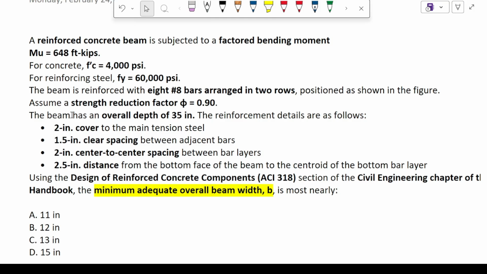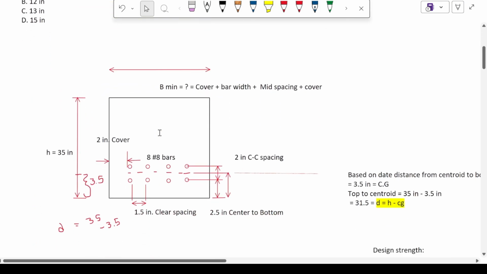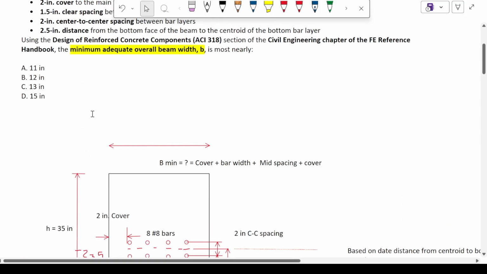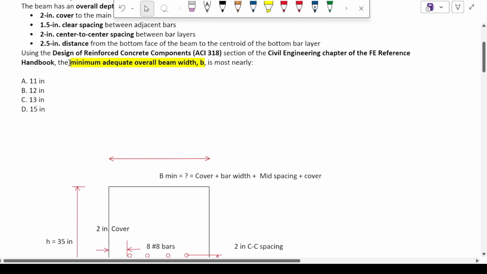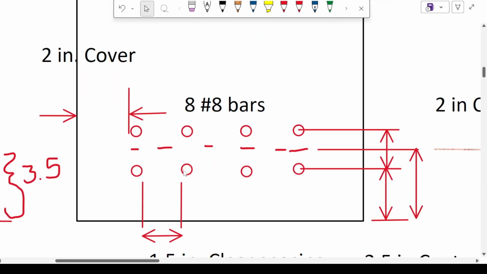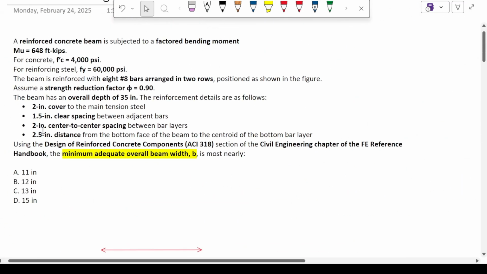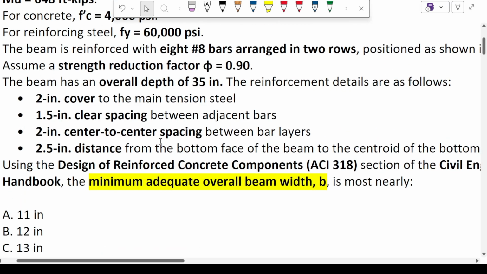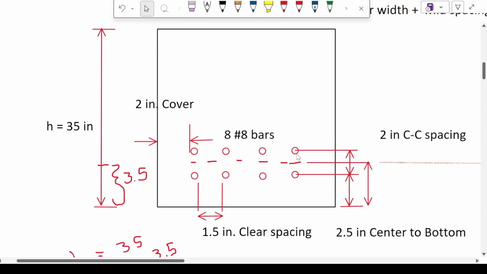The beam has an overall depth of 35 inches, the complete depth. It has 2 inches cover to the main tension steel, and 1.5 inch clear spacing between each of the bars. This is not including the diameter of the bar. And then 2 inches center to center between the bar layers.